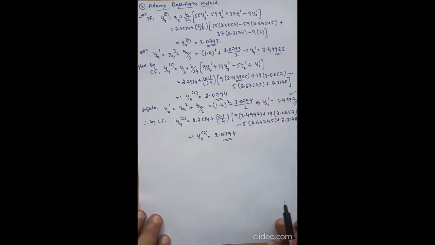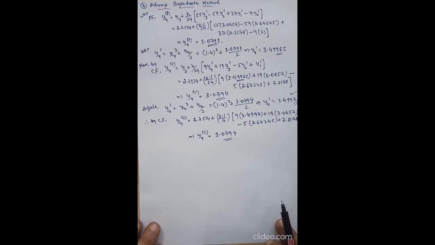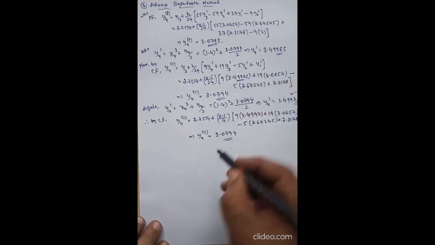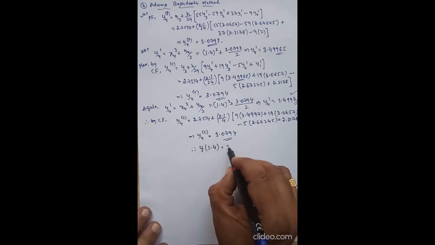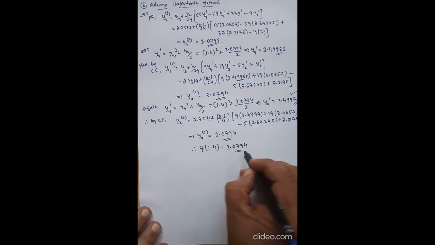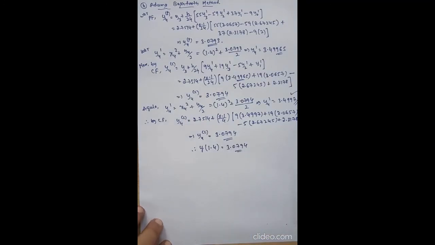So we got two consecutive corrector values. So consistency we got. So we can conclude the answer. Therefore, the value of y at x equals 1.4 is 3.0794. The same answer we got in Milne's method also. So only the formulas are different, but the procedure of solving the problem in both the methods is the same. This is how we can solve a problem by using either Milne's or Adams-Bashforth predictor-corrector formula.